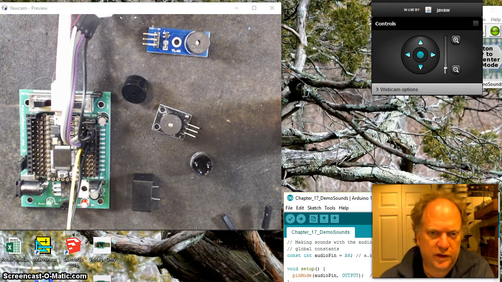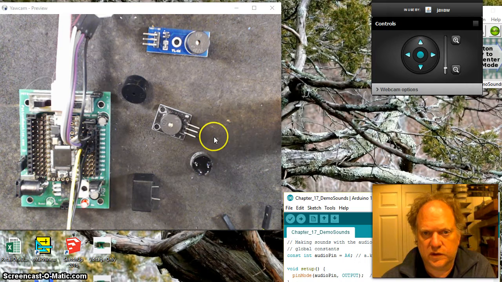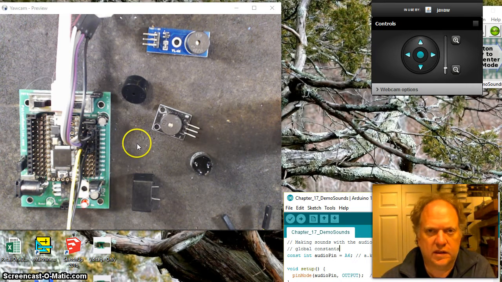Hello. So today what we're going to do is work on using these audio transducers, and I have a couple different ones here, to generate not just buzzes and beeps, but actual musical melodies and tones.